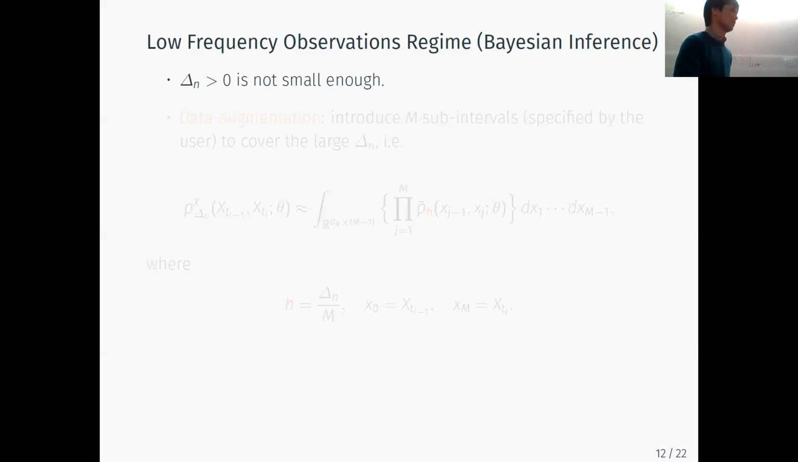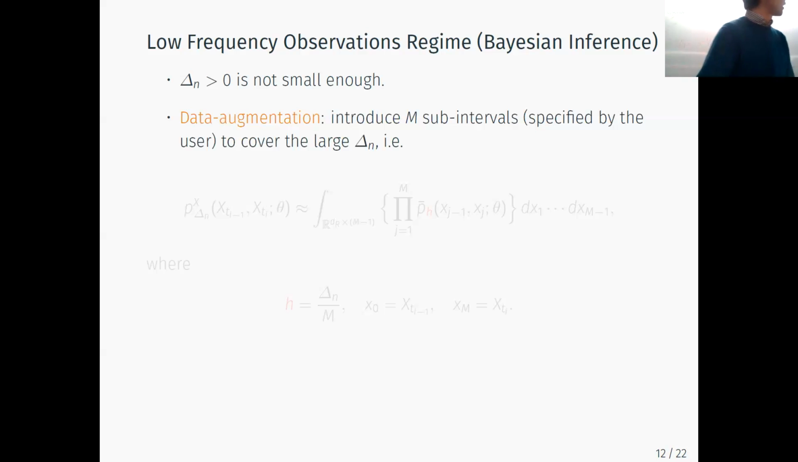And secondly, we will see the low frequency observation regime. That is, now we assume delta n is not small enough, and for instance is fixed at some value, like 1. In that context, we do data augmentation. Now we have observations, but there is a large gap between two observations. So in that case, the statistician introduces M subintervals to impute the intermediate values in order to remove the bias.